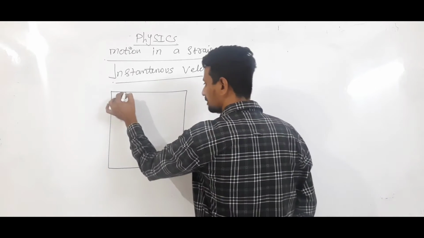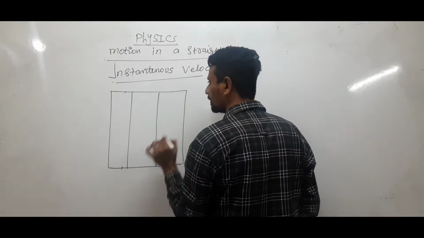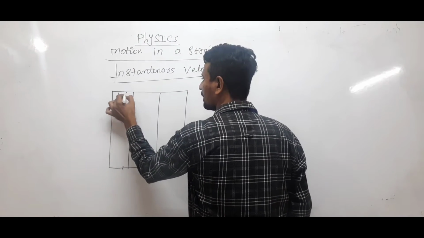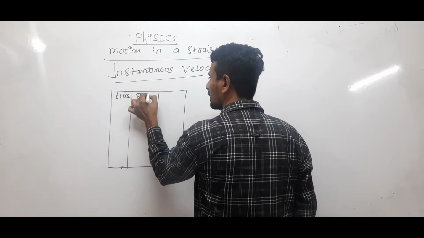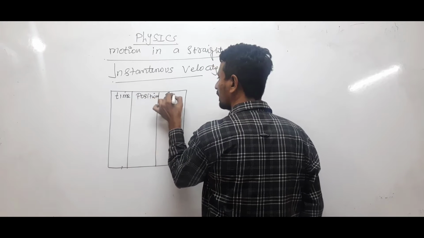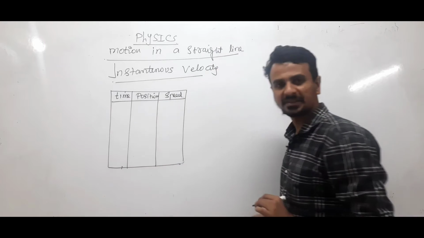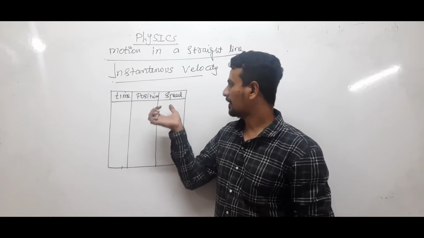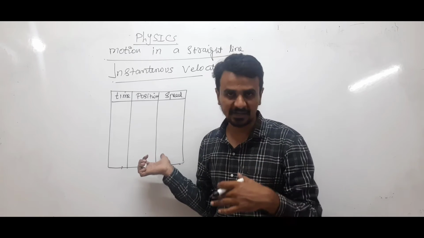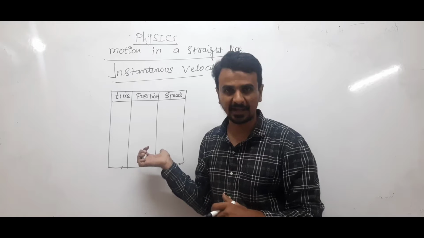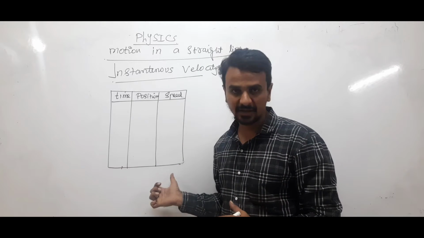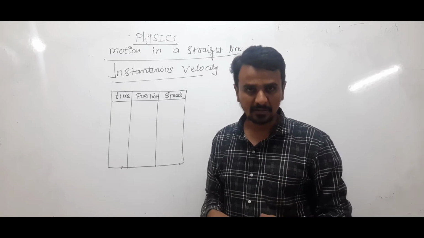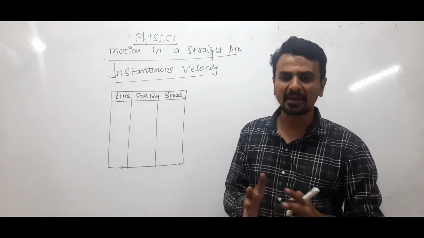Let us draw a table with time, position, and speed. I am writing the speed of a moving object from the speedometer, so the speed I write here will be the instantaneous speed. Let me give you an example.